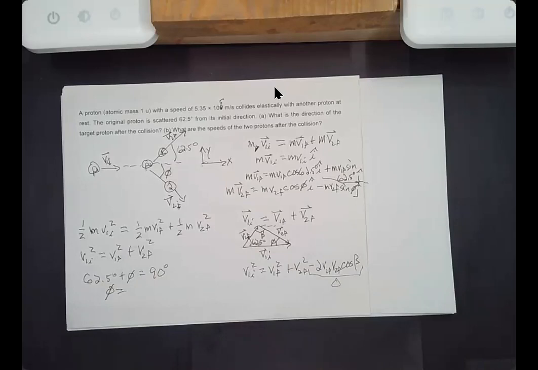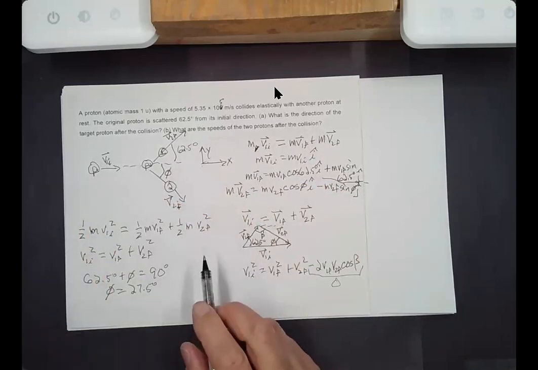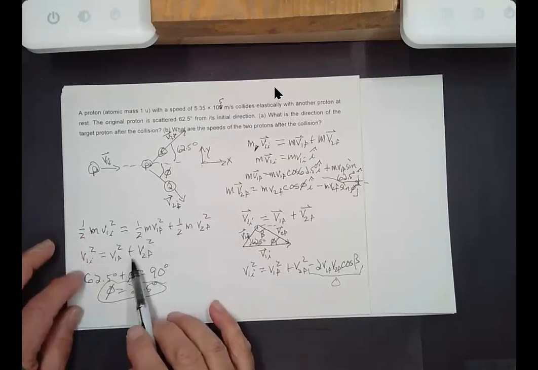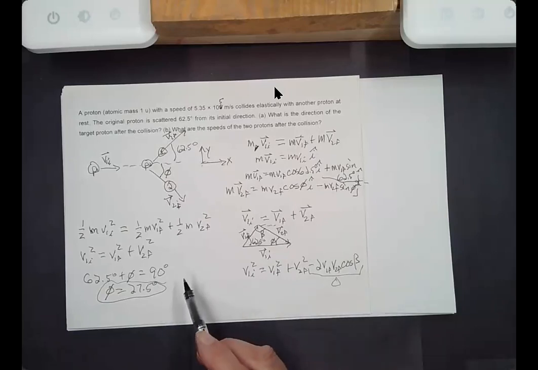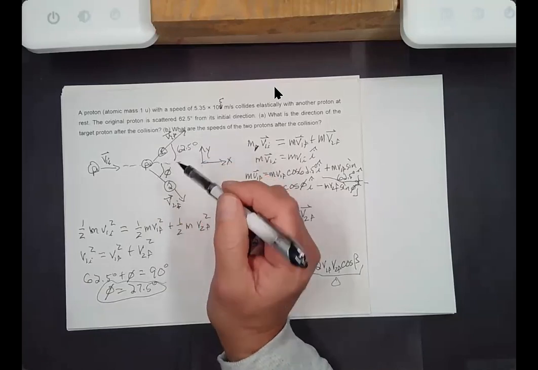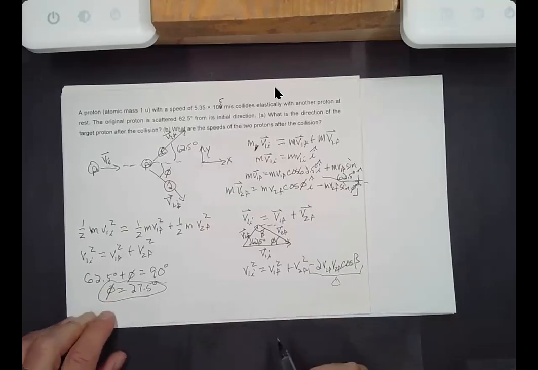I better check that. I'm not feeling sharp this morning. Yep, 27.5 degrees. The question was, what's the direction of the target proton after the collision? It's that. Now, the only reason I was able to do that was because I was able to divide m out of this equation and m out of this equation. It's only when you have an elastic collision between identical particles that the angle between their trajectories after the collision is going to be equal to 90. So a very limited situation, but proton-proton scattering is something that's been thoroughly investigated in particle accelerators, also alpha particle scattering, situations like that. So people have investigated this before, but it's a pretty neat result.